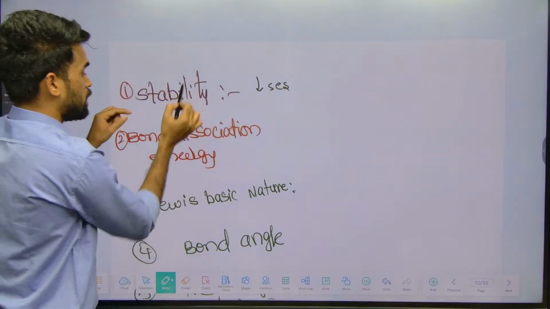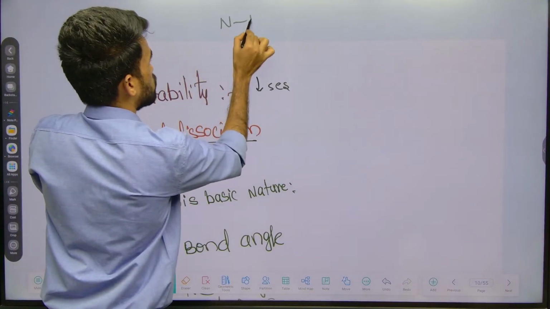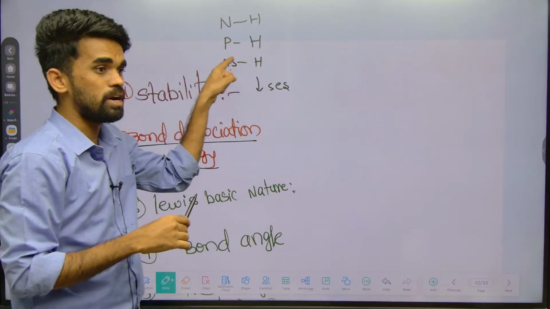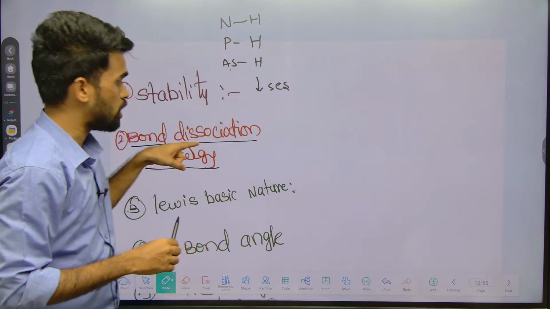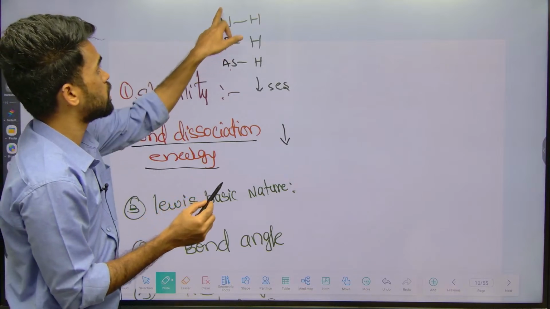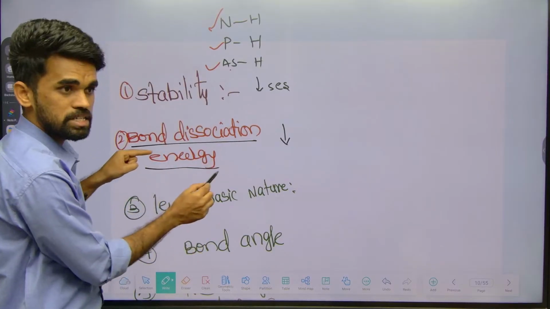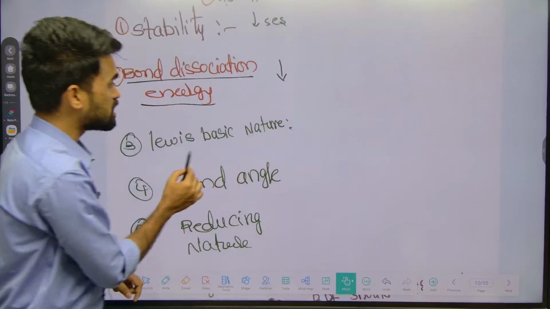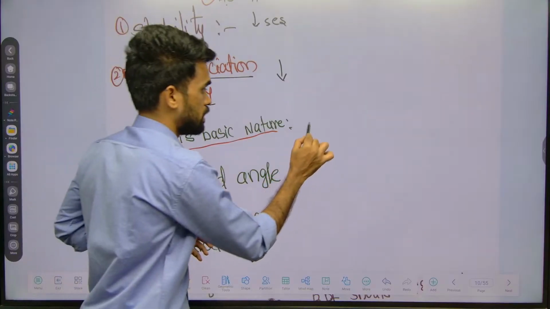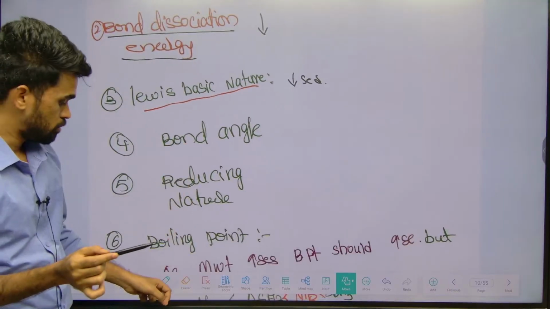Okay. Now what about bond strength, bond dissociation energy? Down the group, how will this bond be? NH, PH, AsH, like this if you write. What happens to this bond nature? It decreases, so bond dissociation energy decreases. So which is the stronger bond out of these? NH. So more energy, less energy, very less energy, lower energy like that. So bond dissociation energy also decreases. Next, Lewis basic nature, what did I tell you? Lewis basic nature decreases down the group. Next, what about bond angle you have studied? Bond angle decreases.